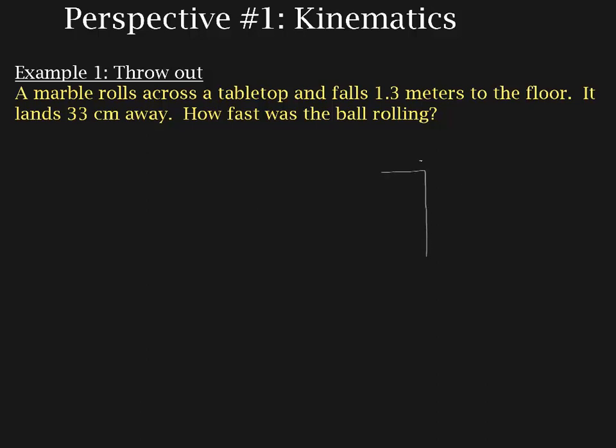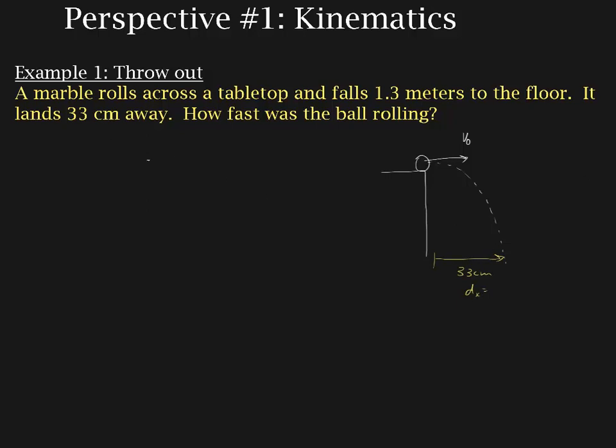Here's a picture of what's going on. Here's our tabletop. Here's the marble, which has an initial velocity in the x dimension. The marble falls to the floor and lands 33 centimeters away. So dx, or the range, is equal to 33 centimeters.